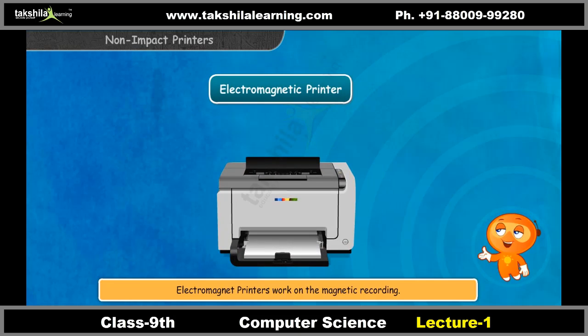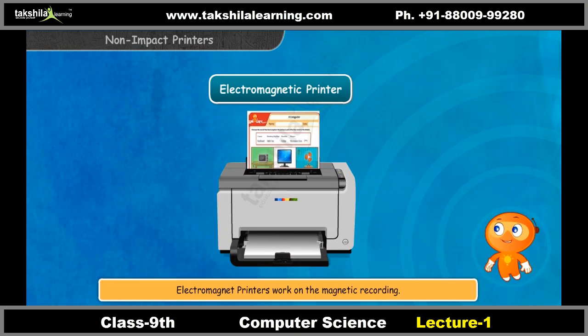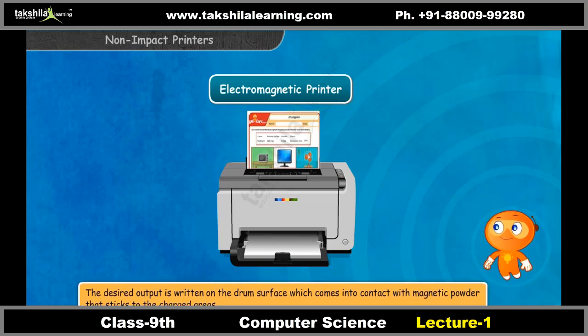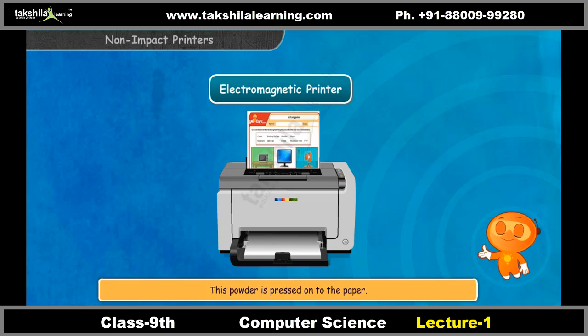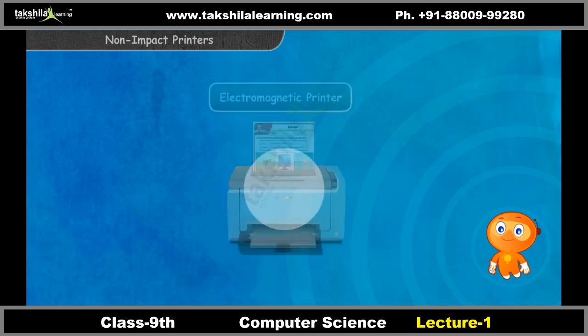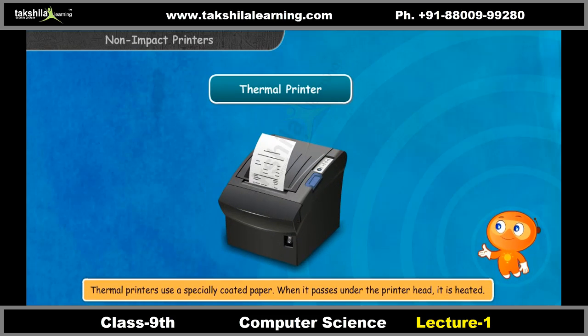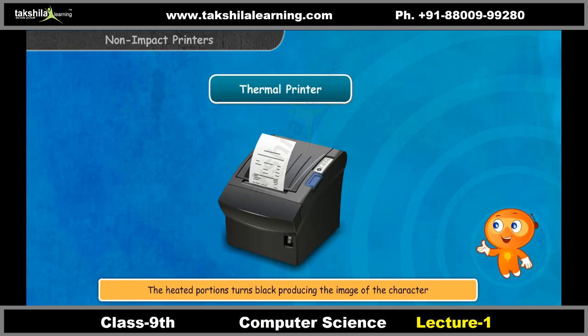Electromagnetic printers work on the magnetic recording. The desired output is written on the drum surface, which comes into contact with magnetic powder that sticks to the charged areas. This powder is pressed onto the paper. Thermal printers use a specially coated paper. When it passes under the printer head, it is heated. The heated portions turn black, producing the image of the character.